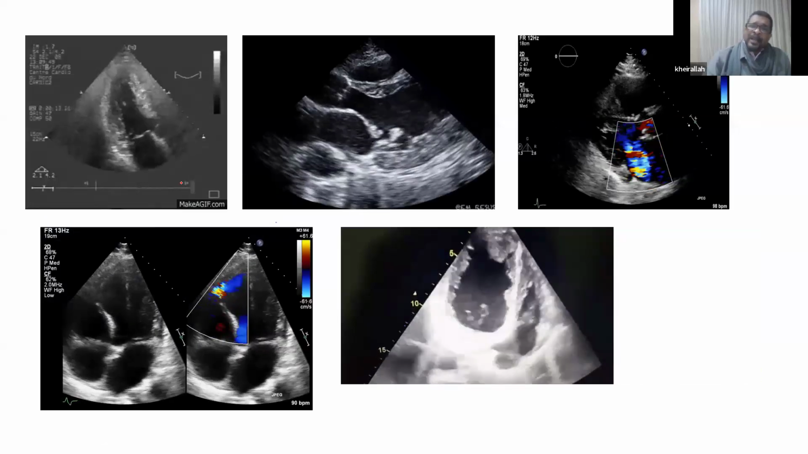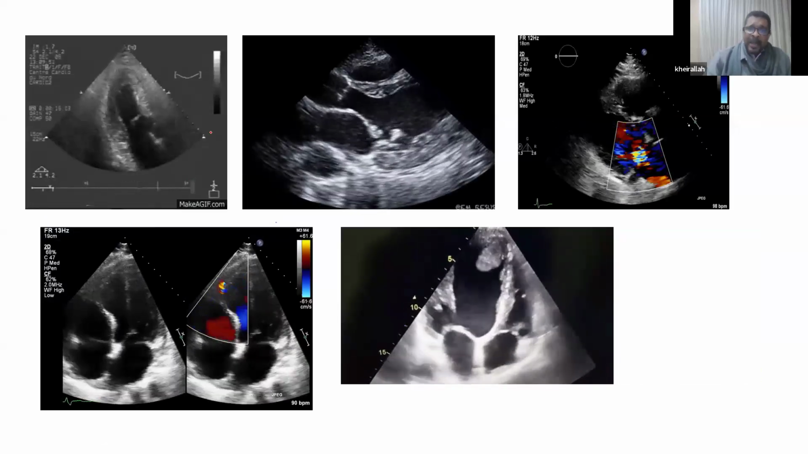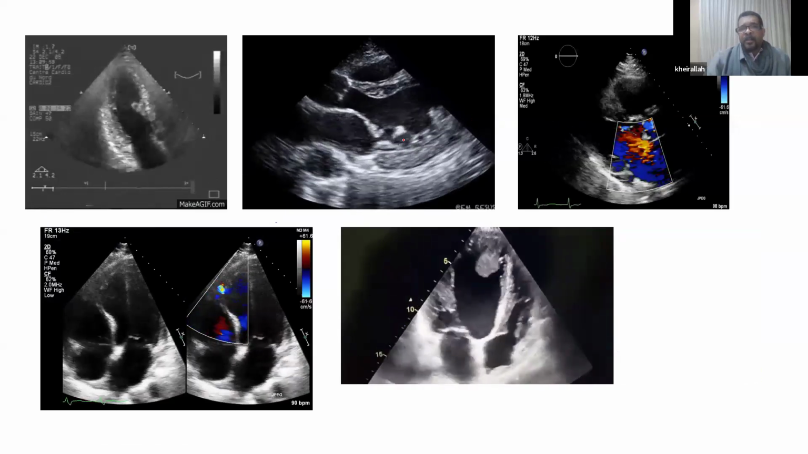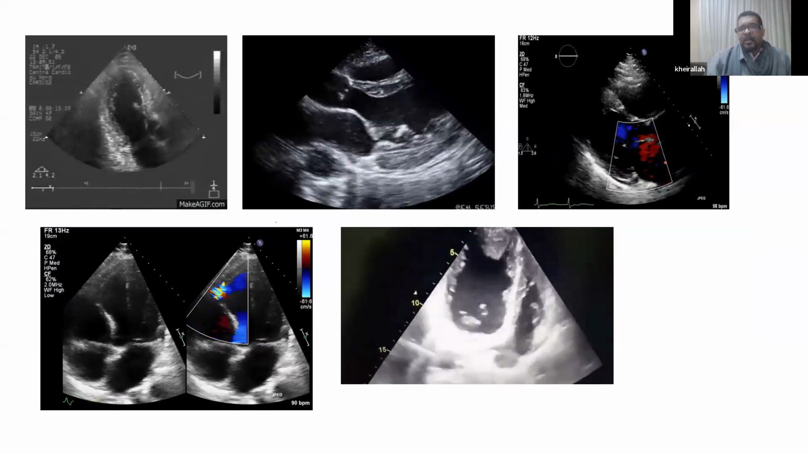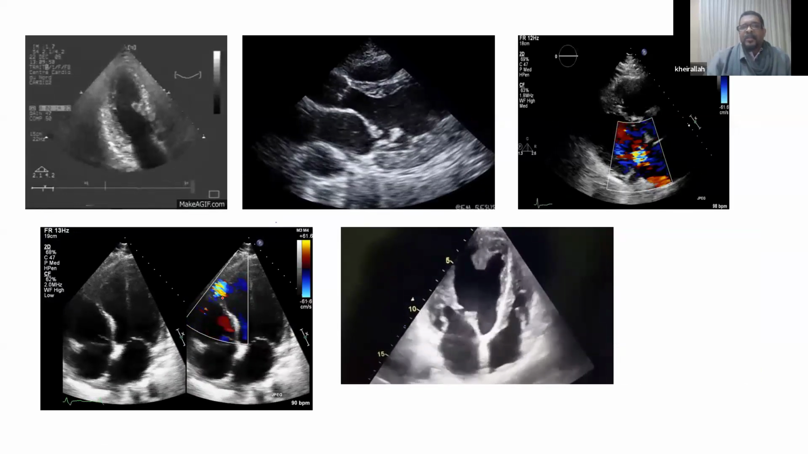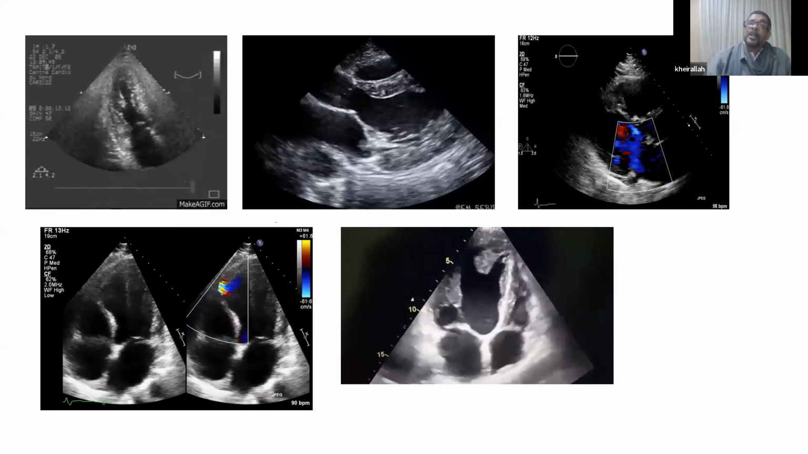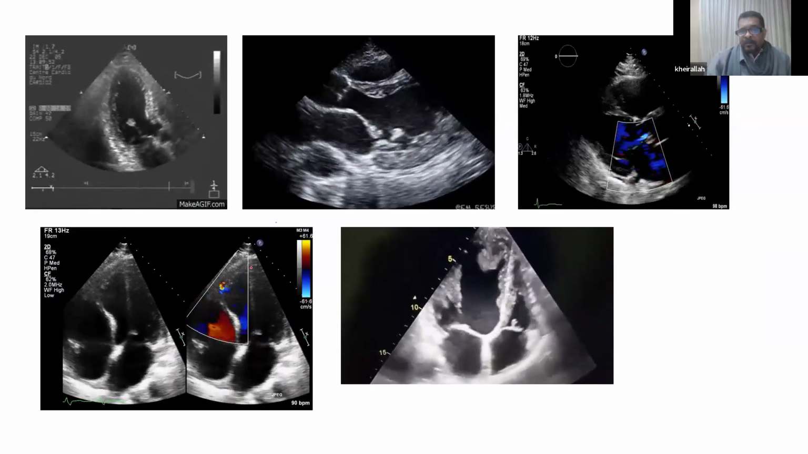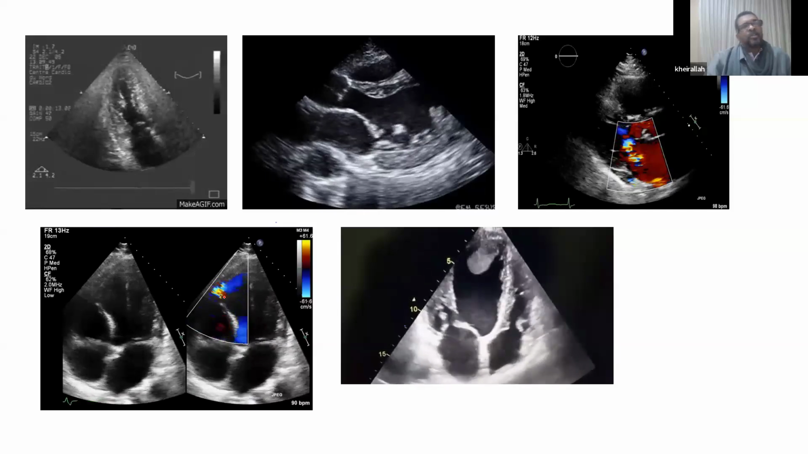Now look at these cases also. Again, emergency echo for a patient with papillary muscle rupture. You see the papillary muscle here is ruptured and there is severe MR. This is also VSR. VSR is ventricular septal rupture. So there is ventricular septal rupture here. And you see why this is not VSD.